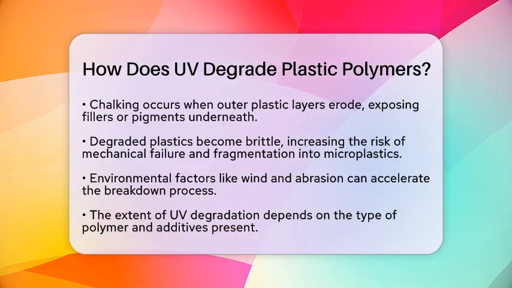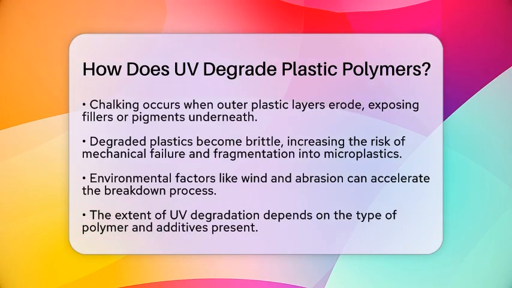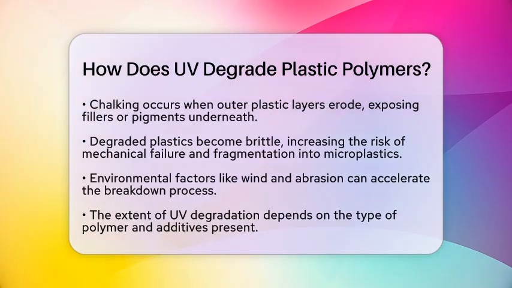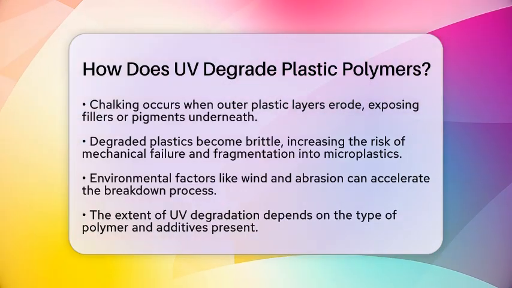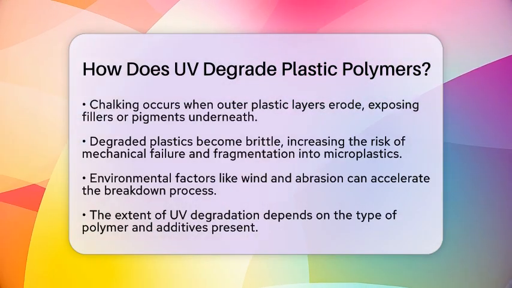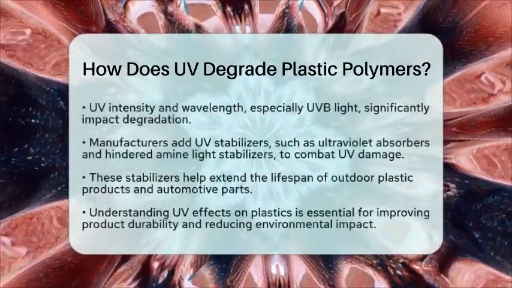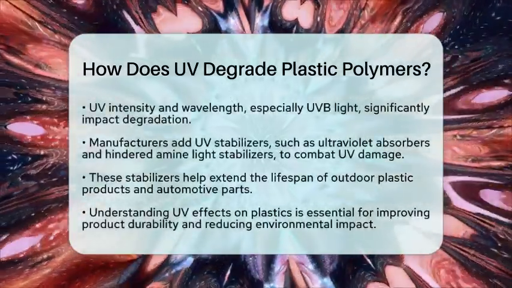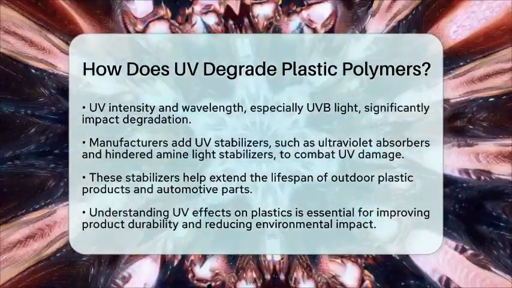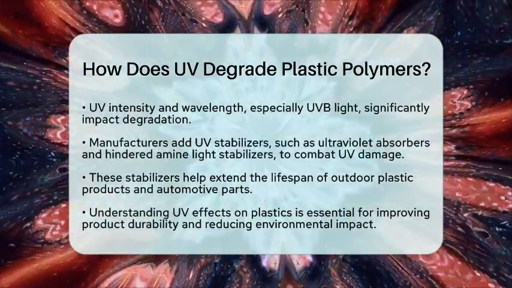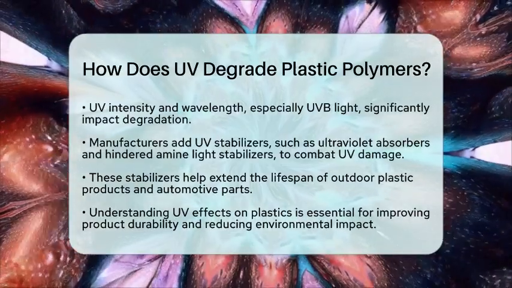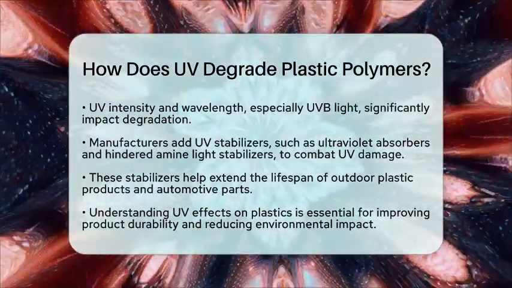To combat UV degradation, manufacturers often add UV stabilizers to plastics. These additives can be ultraviolet absorbers, which absorb harmful UV radiation, or quenchers that deactivate excited molecules. There are also hindered amine light stabilizers that scavenge free radicals to interrupt the degradation process.